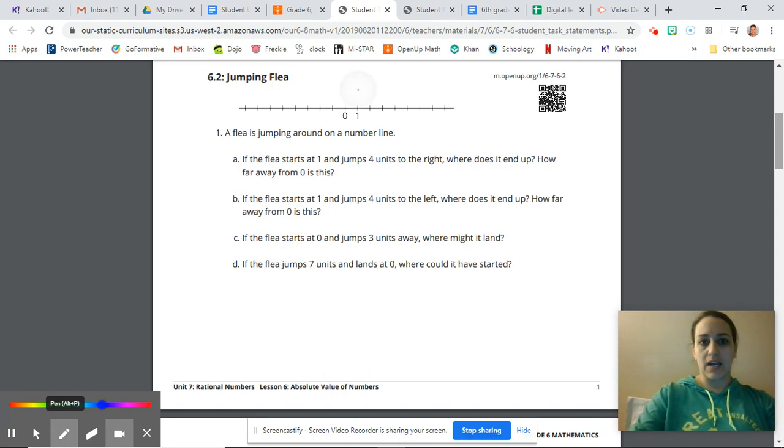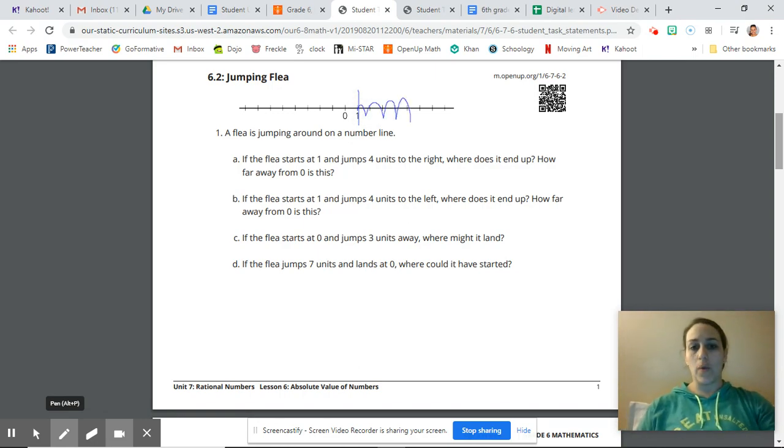So starts at 1, jumps 4 units to the right, 1, 2, 3, and 4. That flea is going to end up at the 1, 2, 3, 4, 5, fifth spot there. So where does it end up? 5. How far away from 0 is this? Well, if it's the fifth tick, it's 5 spaces away from 0. So the first answer is 5. The second answer is also 5. It lands on 5. That's 5 spaces away from 0.